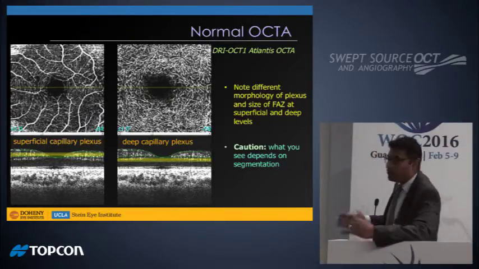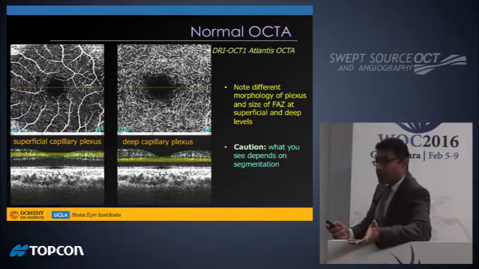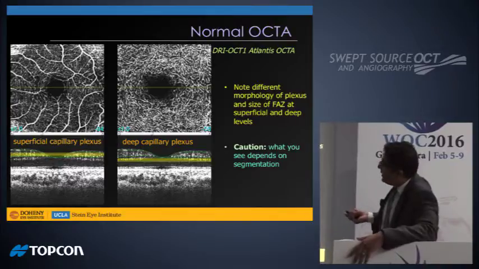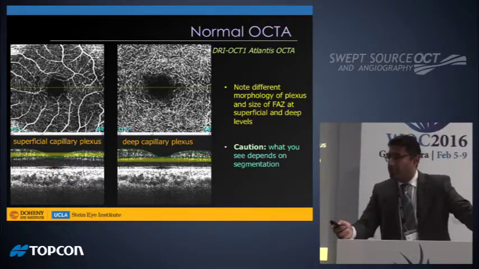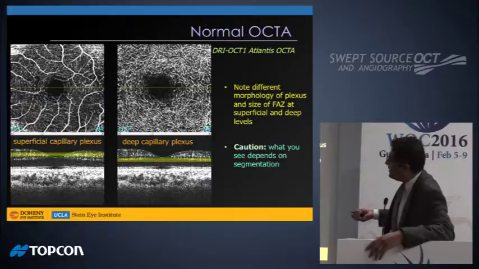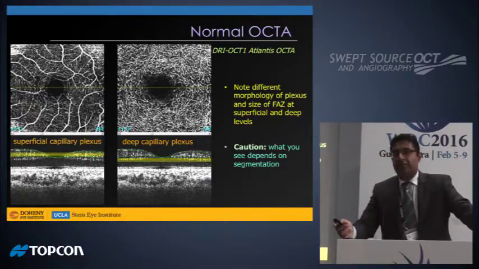Here's just 2 of those slabs just for your interest. And you can see the difference in the size of the foveal vascular zone, as well as, again, even the morphology of the capillary network and the orientation. There seem to be some interesting differences. The only caution and caveat is, what you see here obviously depends on how you chose your boundary lines. And as you'll see, there's a lot of differences and variance, even amongst devices, as to how this is done, which is a real problem.